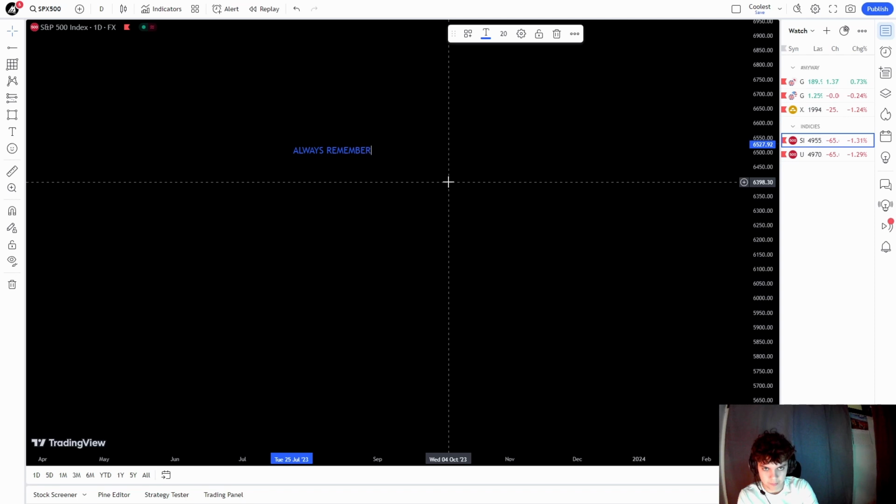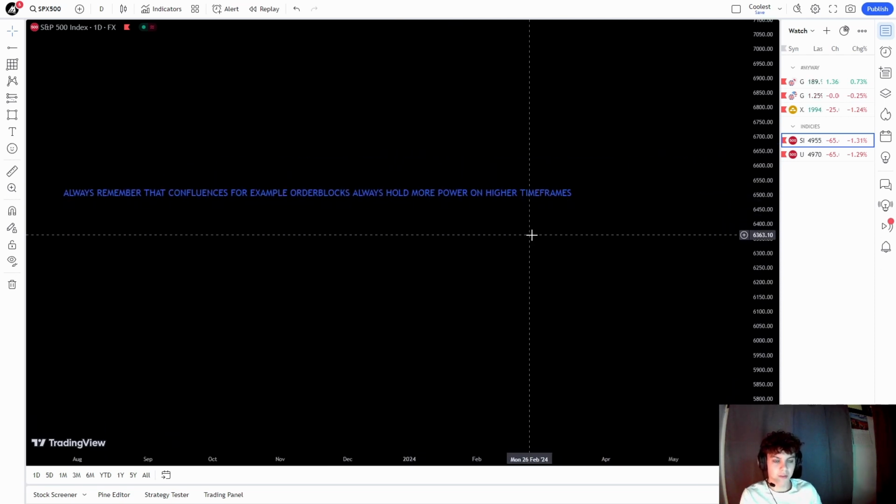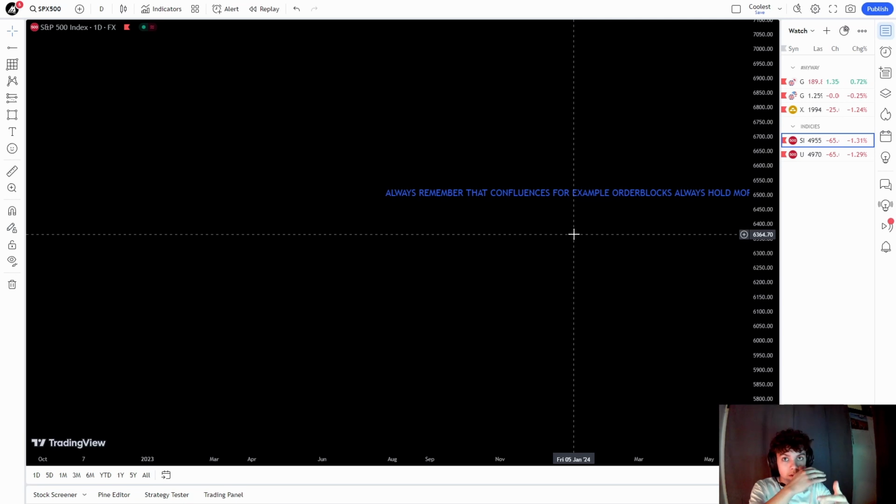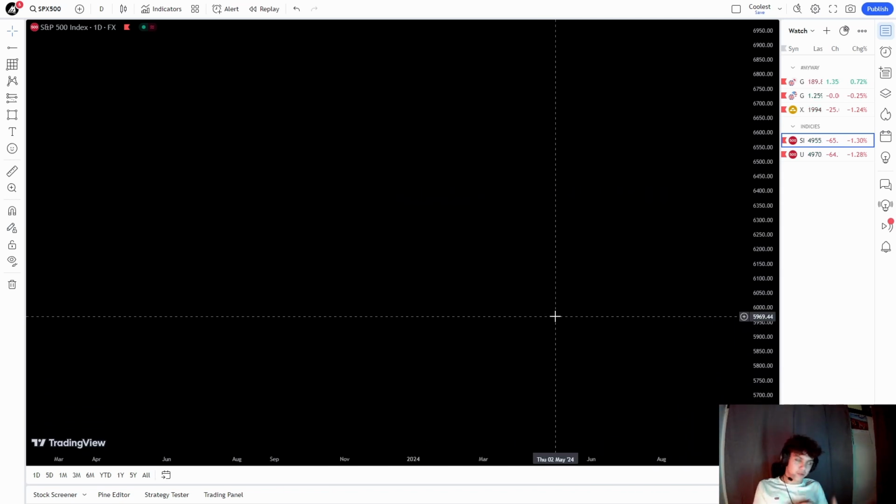Always remember that confluences, for example order blocks, always hold more power on higher time frames. Higher time frames hold more power always. It doesn't matter what confluence it is. It's just how it goes. But obviously we use break of structure on a low time frame and other confluences to get an entry on low time frames.